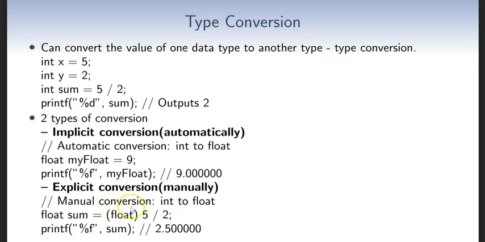See, here we have implemented manual conversion. Here we have used the data type float with the variable name sum. So we have manually set the integer value 5 divided by 2 with the data type float. So the output would be 2.5. If we set the data type manually, we will be getting the data type we are expecting. This is an example of explicit conversion.